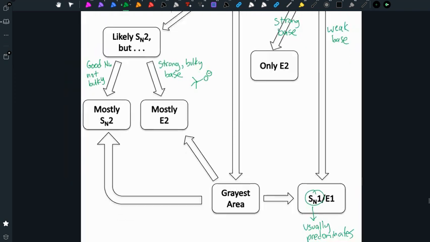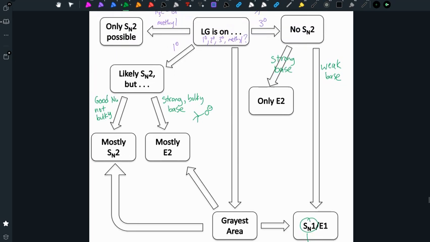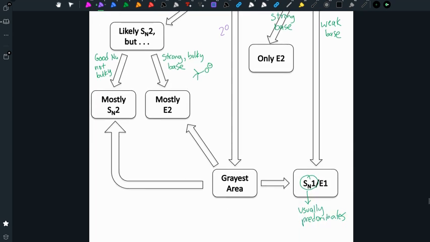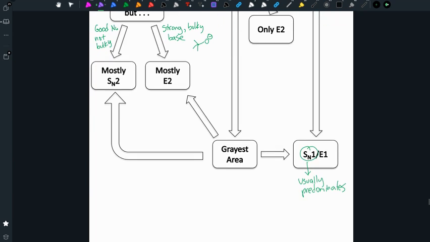And now we'll deal with the last case, which is the toughest because this is where you're going to get the biggest mixture of products. And that's if your leaving group's on a secondary carbon. On a secondary carbon, remember, the sterics are not great for SN2. So we're probably only going to do SN2 if you have a really good nucleophile that's a weak base.